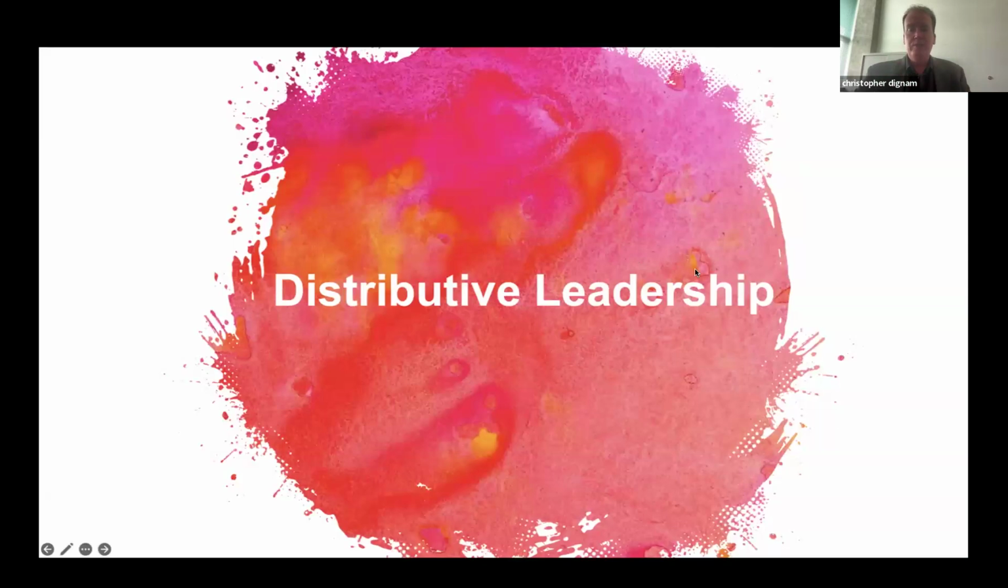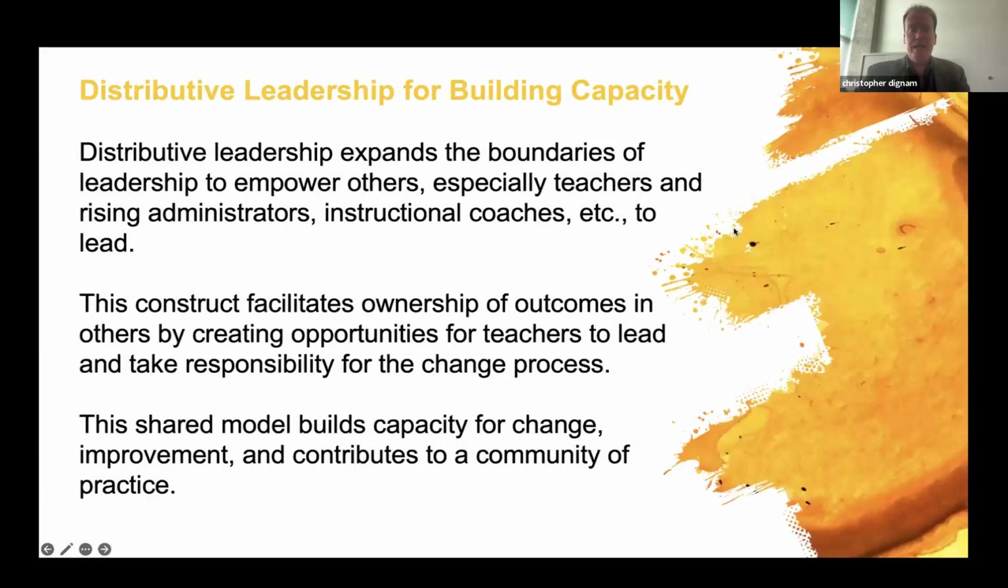And so when we look at distributive leadership and what Dr. Pennington and I are examining for building capacity, we expand boundaries of leadership by empowering others, especially teachers, rising administrators, and that we're going to connect now to our work with early childhood through higher education, teaching and leading. We construct facilities of ownership of outcomes by creating opportunities in others to lead. That is going to result in ownership. So people are going to own what they create. And so the shared model, it's capacity building. It's creating a community of practice that everyone has their hands in.